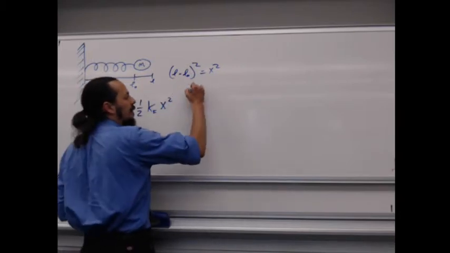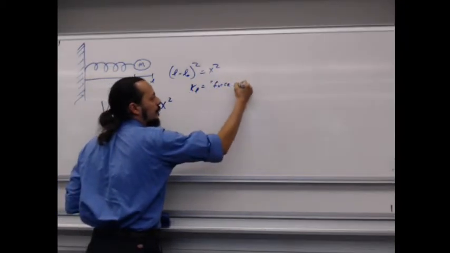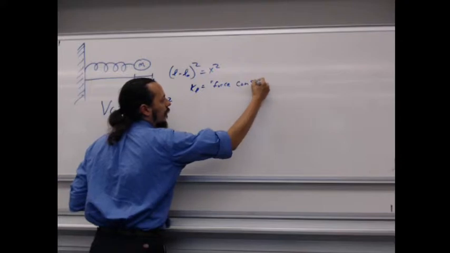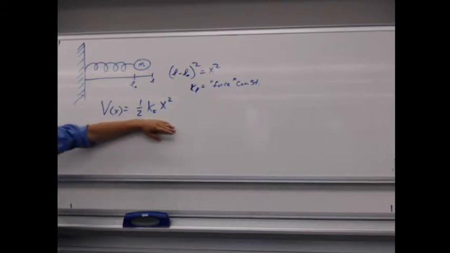kf is like a force constant. So that's going to give us an idea of how rigid the spring is. A bigger force constant means that the spring is tighter and going to spring back harder. A weaker force constant means it's a little more slinky-like. Stretches out a bit more. But this gives us a new potential.